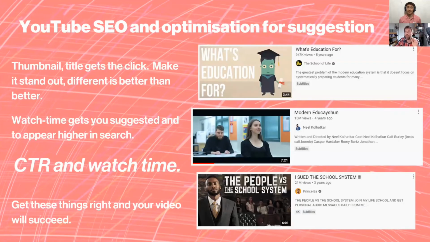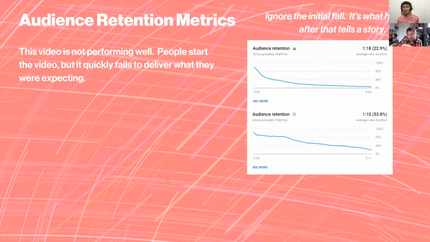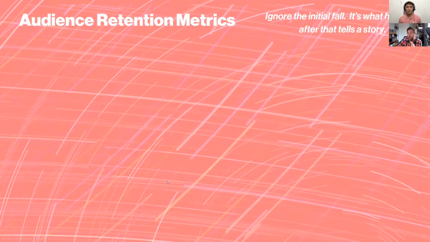All right. So if you get people to click, great. But then you want them to stay. So click through rate and watch time. Get them to click, get them to stay. That's the important thing. And these are some of my own audience retention graphs. Okay. Now for each one, ignore the initial fall.